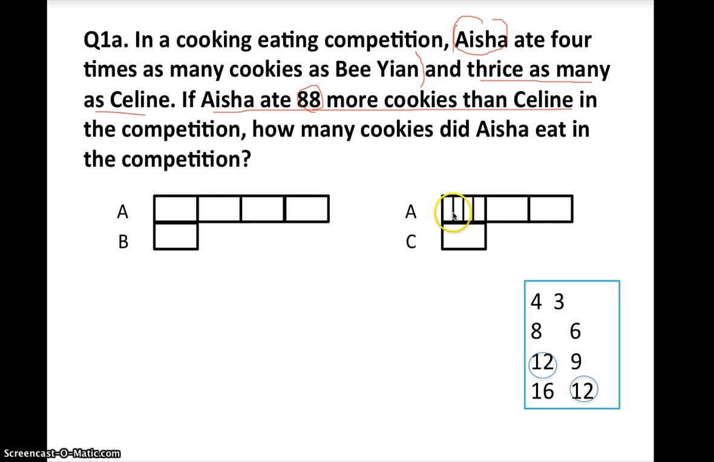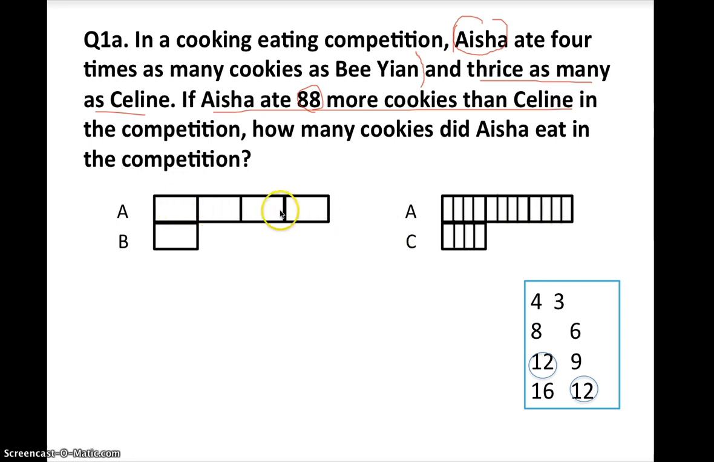So if I cut every unit here into 4 parts, I will have 12, right? So I can cut Celine up here into 4 parts too. So I have 12 units here. Now I am going to make this bar here into 12 units too.